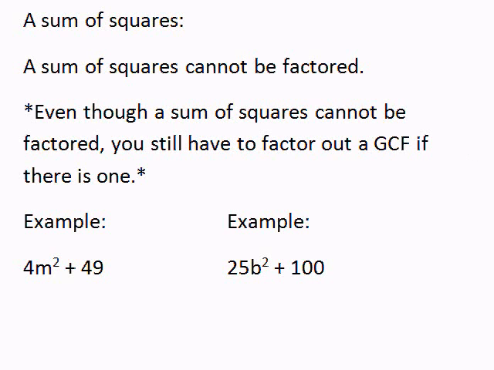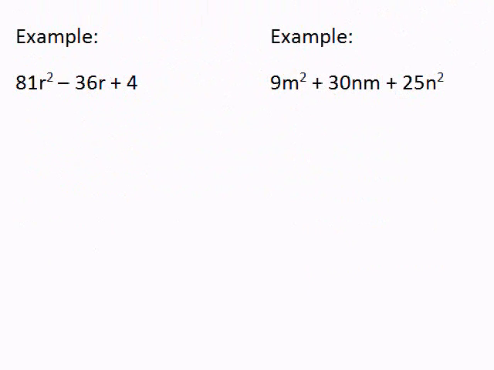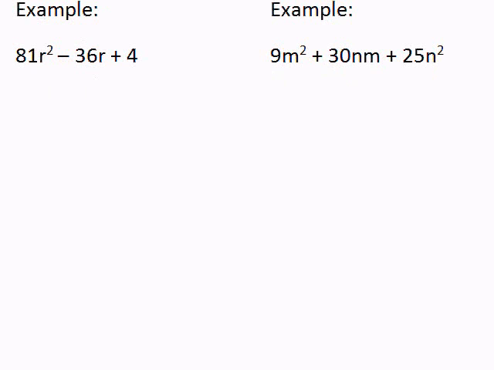The last type of special factor we're going to be taking a look at today are perfect squares. If we're given a trinomial whose first and last terms are perfect squares, meaning they have square roots, we can factor by taking the square root of the first and last term. This pattern will work most of the time. Should have added a little note that there are occasions when this will not work. Now, I've given you a couple examples here, and I'm going to do the first one.